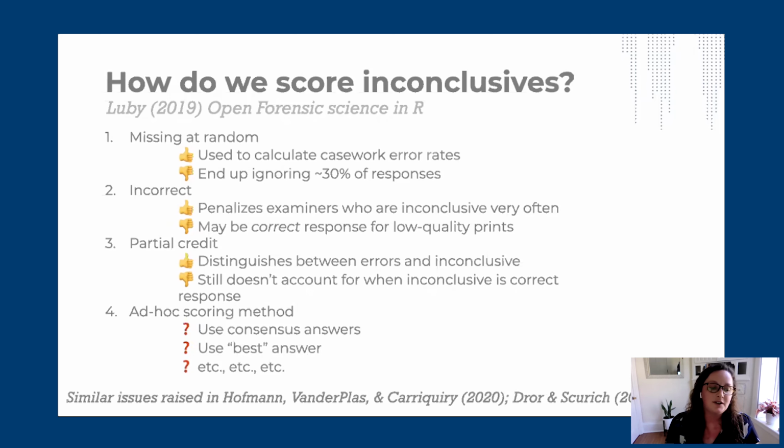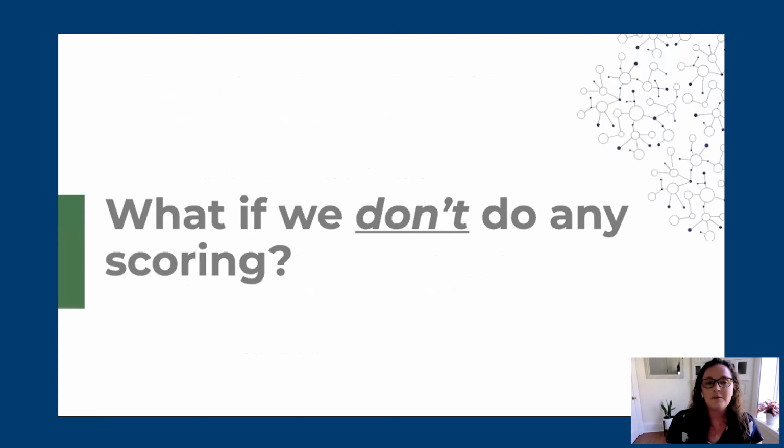And these kinds of issues have also been raised in some recent papers, thinking about the relationship between inconclusive rates and error rates. And so it is a hard problem, and it's not immediately clear what should be done with these inconclusives. And so the main part of what I want to talk about today is, what if we don't do any scoring? So what if we don't treat anything as incorrect, anything as correct, and we just look at the decisions that were made and try to model them within this framework?